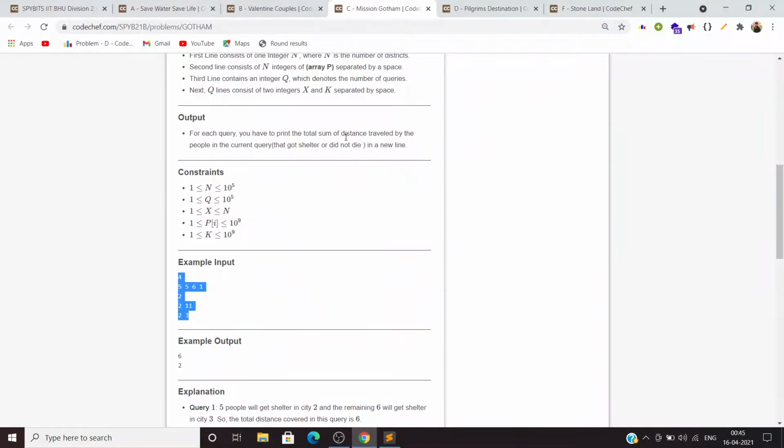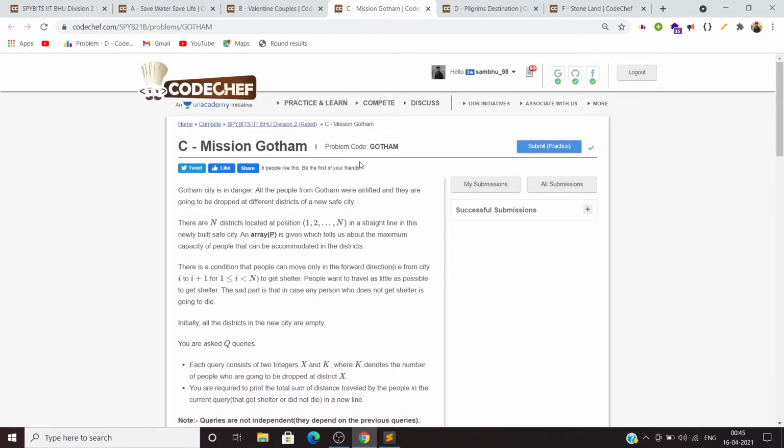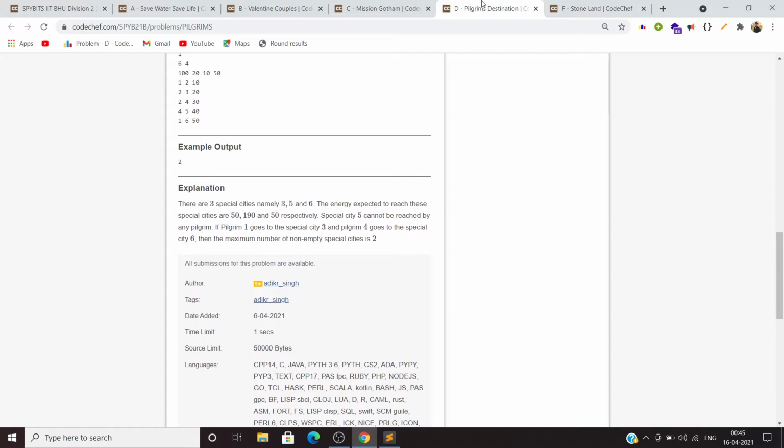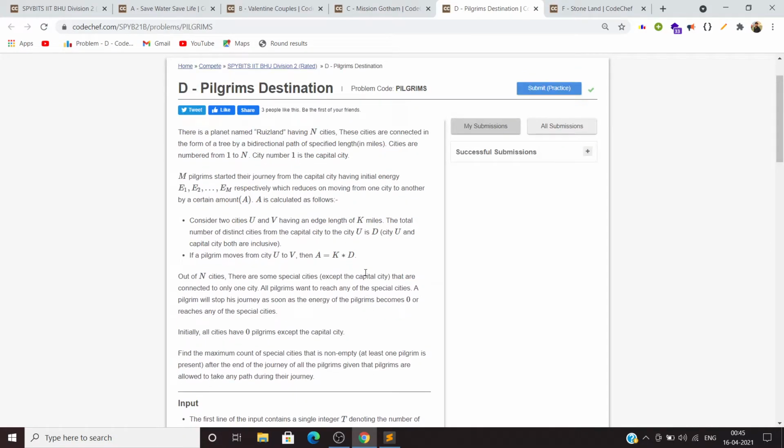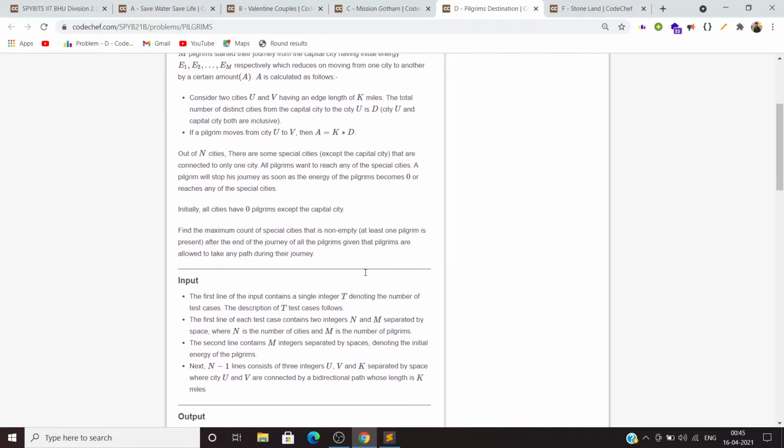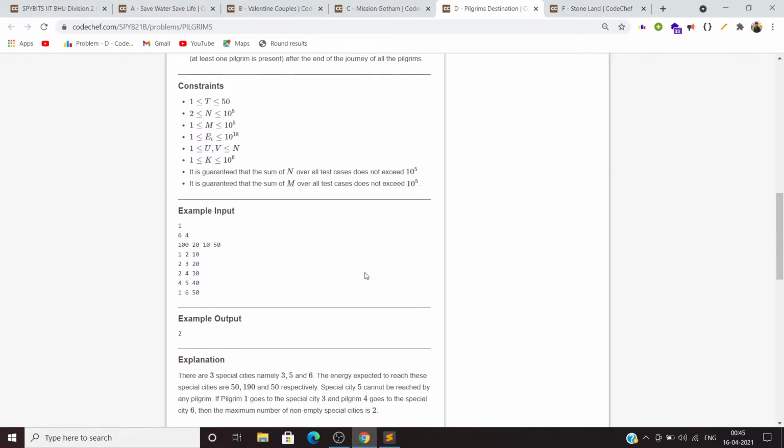Okay, hope you have understood problem C and the solution. So let's move on to problem D. This took me some time to do, obviously not so much time.